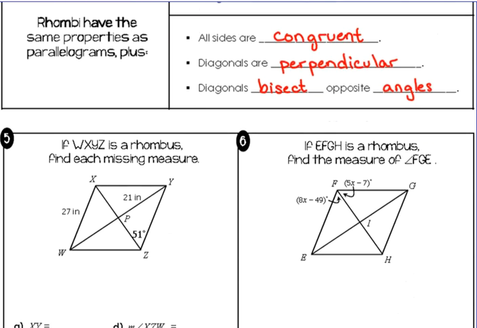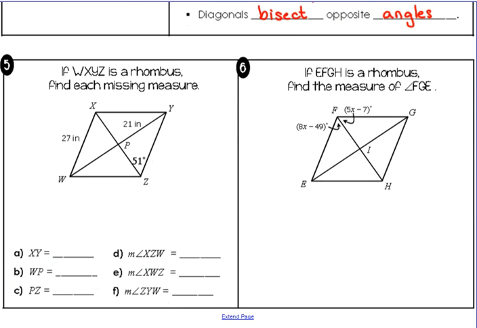Okay, so let's apply this. Let's look at problems 5 and 6. Find the missing measure for the rhombus W, X, Y, and Z. So XY, let's see here. XY is the side on top. Well, for a rhombus, all of the sides are the same. So go ahead and label them all. Go ahead and label all of them 27. So XY is, of course, 27 inches.